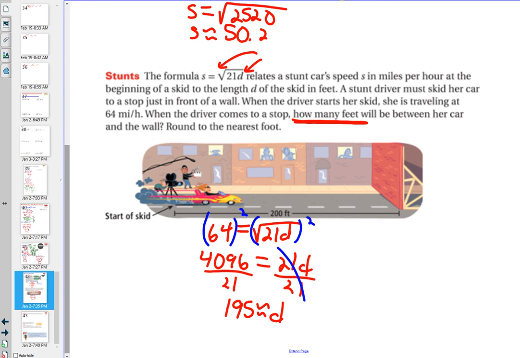Well, but they want to know how far away she was from the wall. When she began to skid, how far away was she from the wall? 200 feet. At the start of the skid, she was 200 feet away. So when she stops skidding, how'd you get that? 200 minus 195. You subtract, so she ends up 5 feet from the wall.